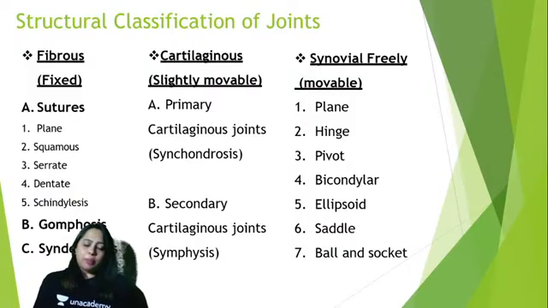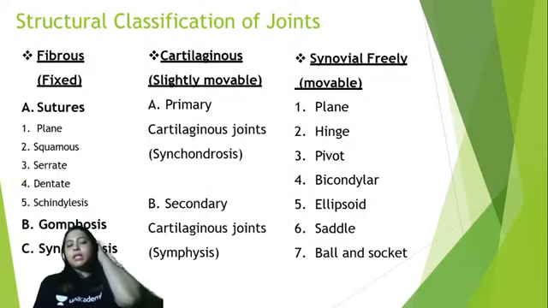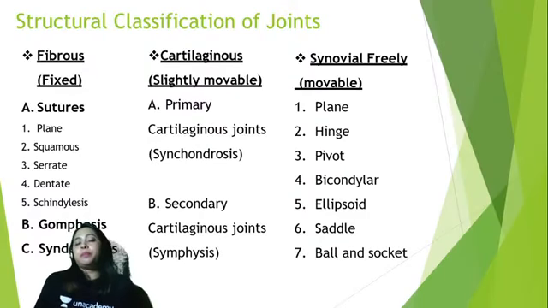That is hinge type of joint, just like hinges of the door. Next one is pivot type of joint. Pivot type of joints are something that has an axis and there is something else that rotates. Such joints are seen between the radius and ulna. That is, superior radio-ulnar joints are pivot type of joint. So that is pivot type.